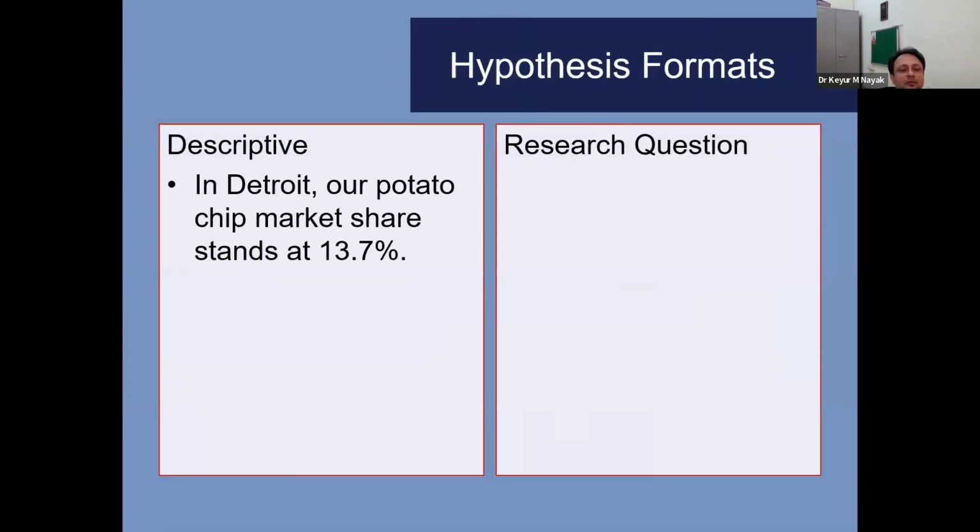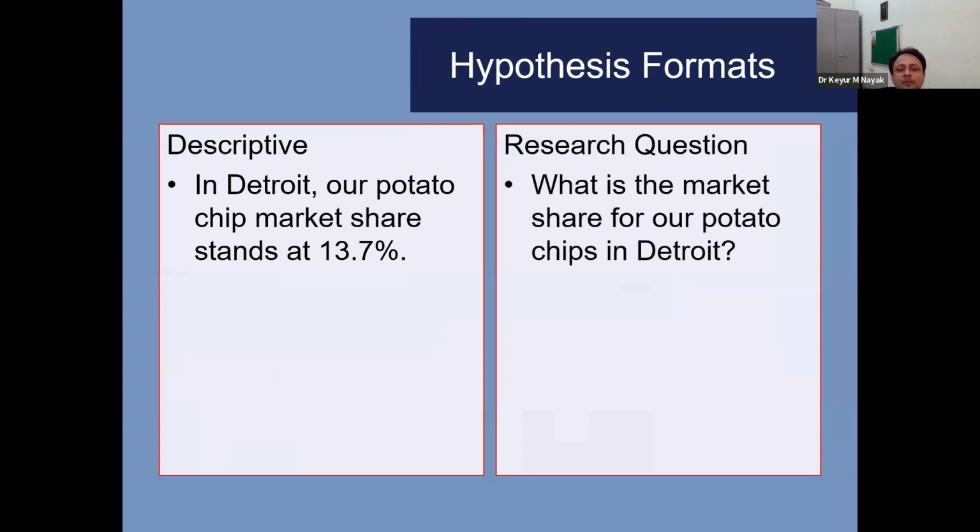So hypothesis could be descriptive. Look at the description. In Detroit, our potato chip market share stands at 13.7%. This is an example of the outcome of a descriptive research design. What question should I ask as a researcher to the general public? What is the market share for our potato chips in Detroit is a research question. This is a research question and this is the answer.